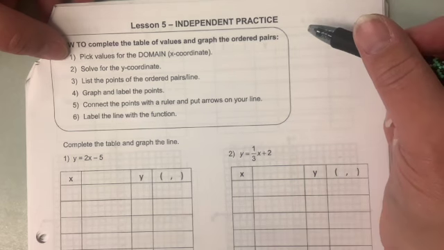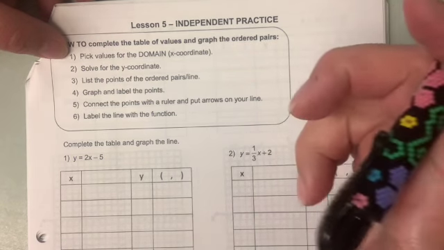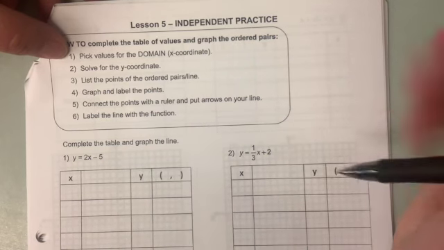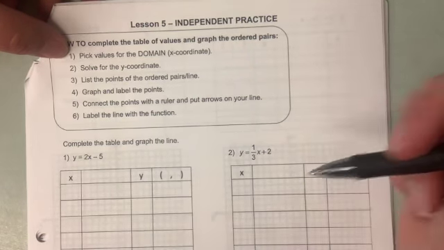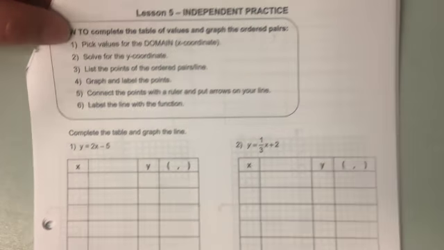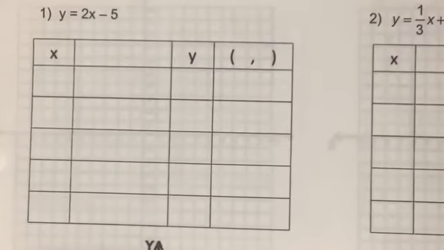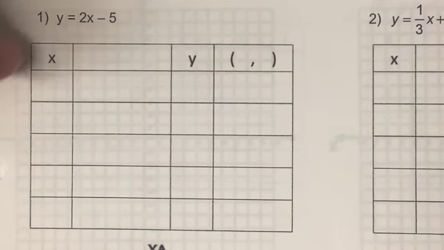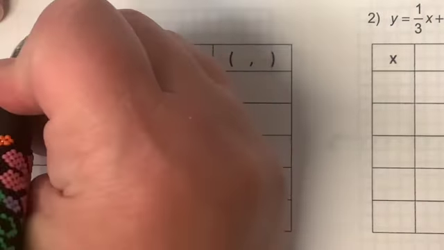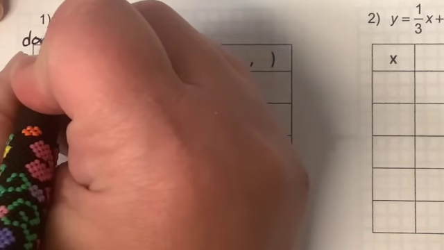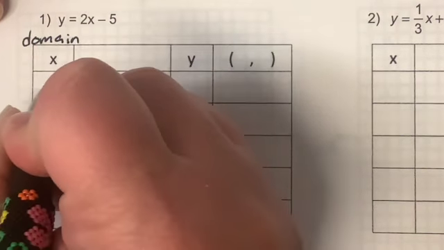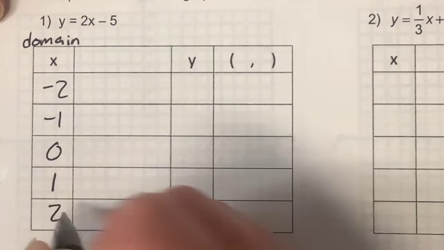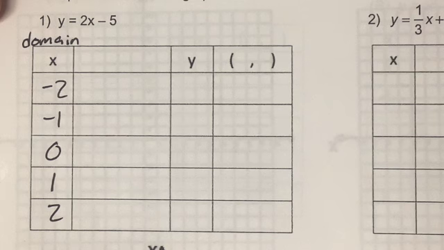First, pick a domain. We talked about this, and I said I usually pick a domain that has some negatives, a 0, and a positive. So for the first problem, y equals 2x minus 5, I'm going to pick a domain. Now remember, this is the domain that has some negative numbers, -2, -1, 0, 1, 2, a 0, and some positive numbers.